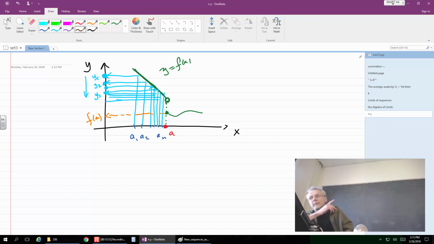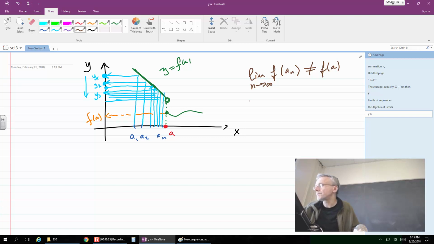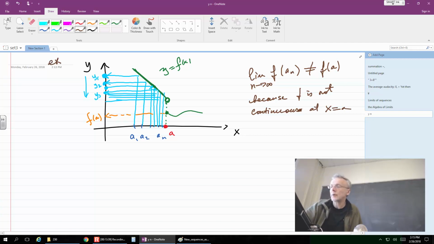And so you cannot evaluate this limit, say f of a, by simple substitution, because f is not continuous at x equal a. Okay, so that's the point, once again, to illustrate the importance of continuous functions, even though continuous functions are not as good as differentiable functions.